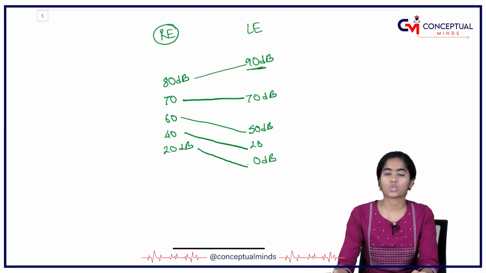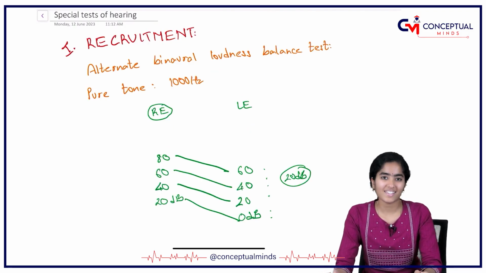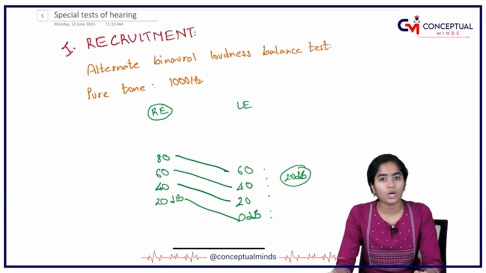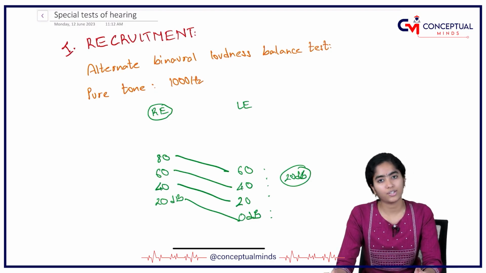This phenomenon is called recruitment, and it is a feature of cochlear deafness. So this test, the alternate binaural loudness balance test, can identify the phenomenon of recruitment. So it can distinguish between cochlear lesions and retrocochlear lesions.